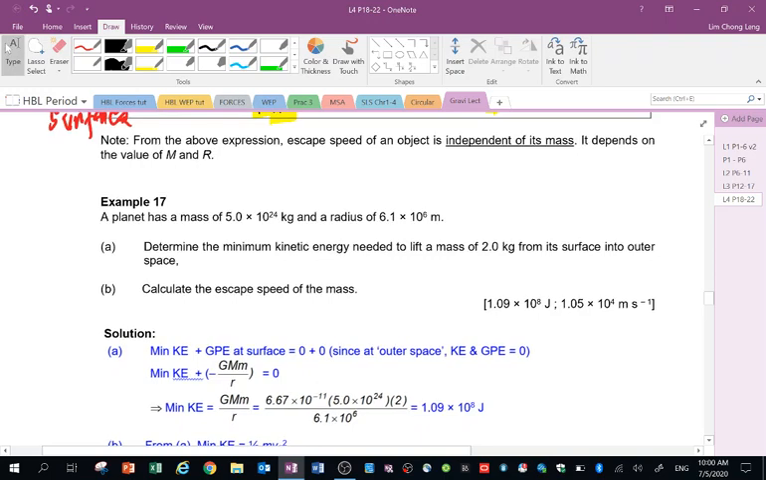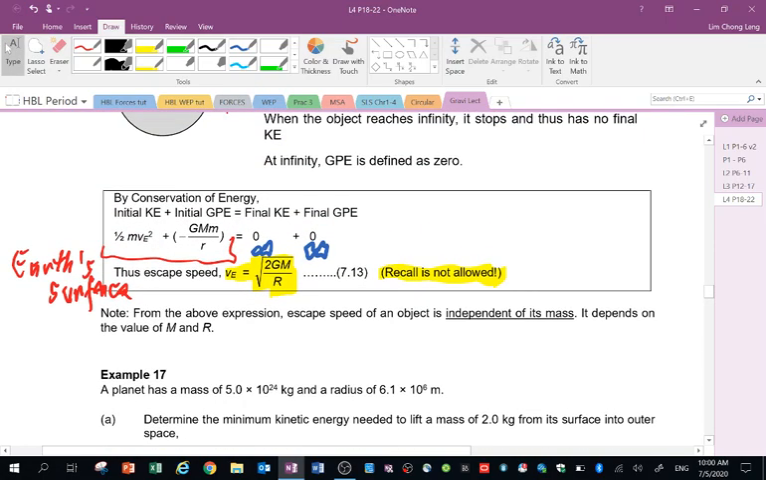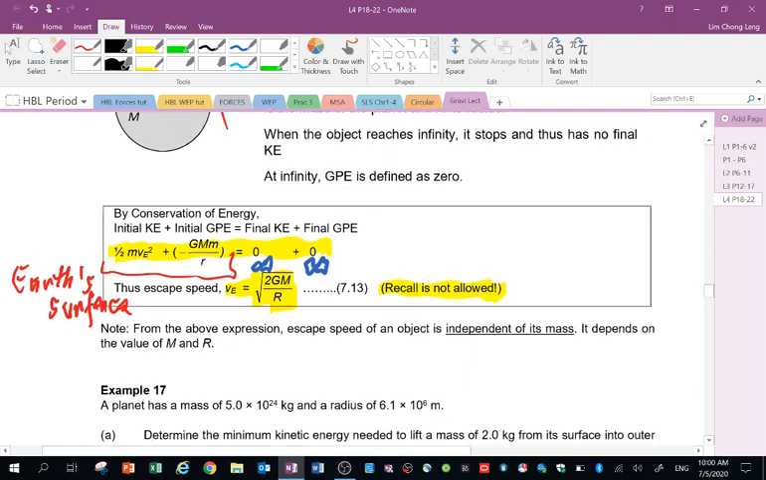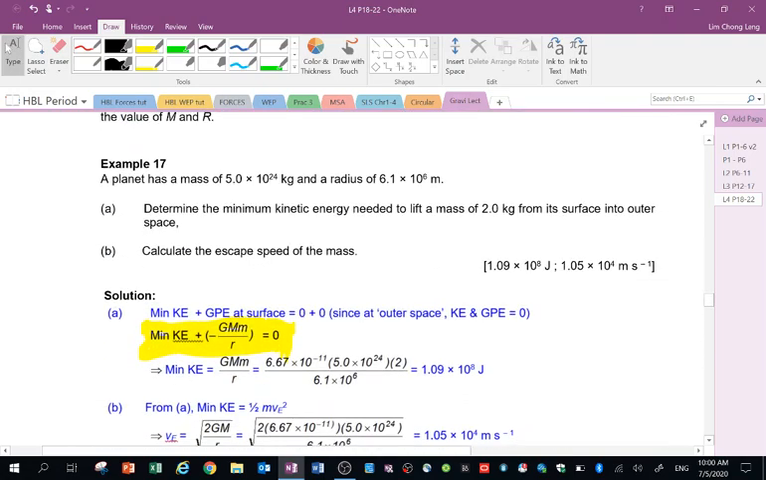So you have to start with this principle of conservation of energy that you have seen here before. Okay, this one is actually the same as this one. If you compare this equation with this, it's exactly the same, right? So here you can substitute the values and obtain the minimum Ke. And then from the minimum Ke, you are able to get the escape speed, all right?